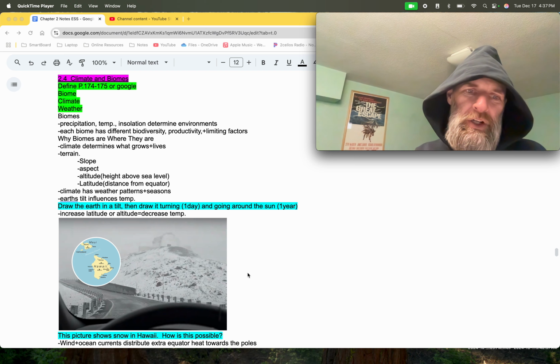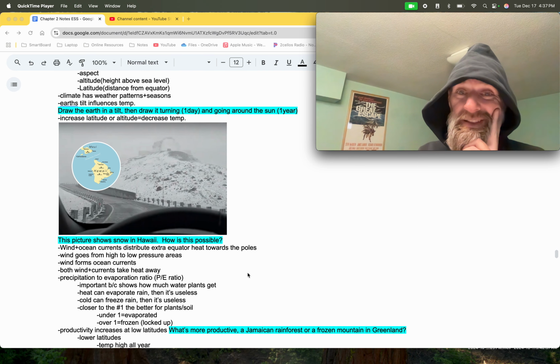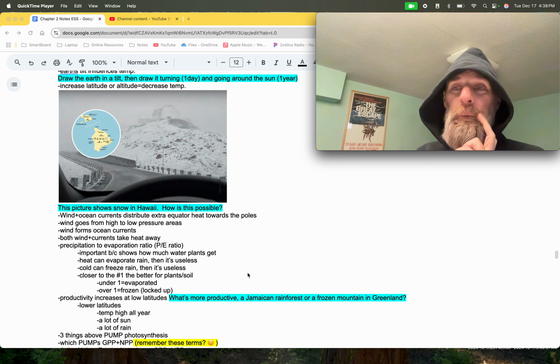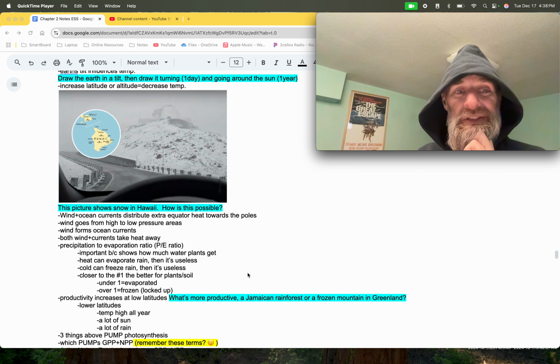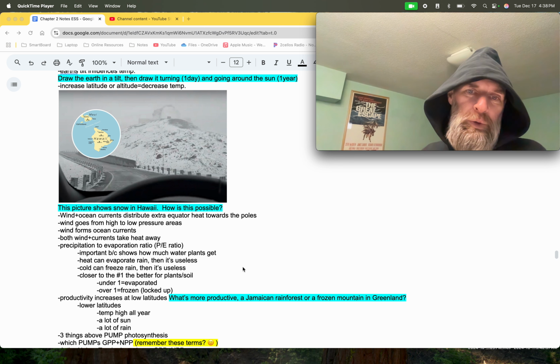Wind plus ocean currents distribute extra equator heat towards the poles. So, I'm going to get into this difficult stuff for this chapter. Talk about wind and ocean currents. So, tough stuff to actually get a hold of because it involves weather. And weathermen, you can be wrong quite a bit and still keep your job. So, wind plus ocean currents distribute extra equator heat towards the poles.